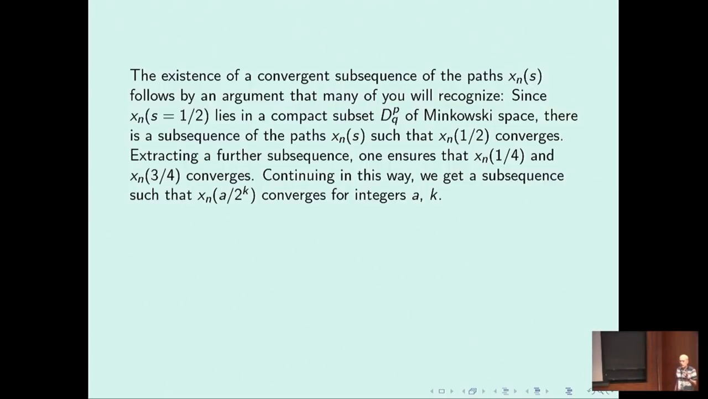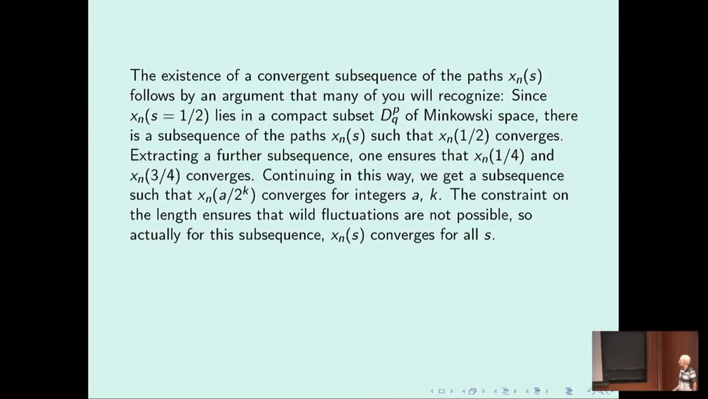If our paths weren't causal, this actually wouldn't prove anything, because they could oscillate wildly between neighboring points of this kind. But causality, or the constraint on length, prevents wild fluctuations. So actually, for this sequence, xn of s converges for all s. So we've learned that the space of causal paths between 2 points in Minkowski space is compact.